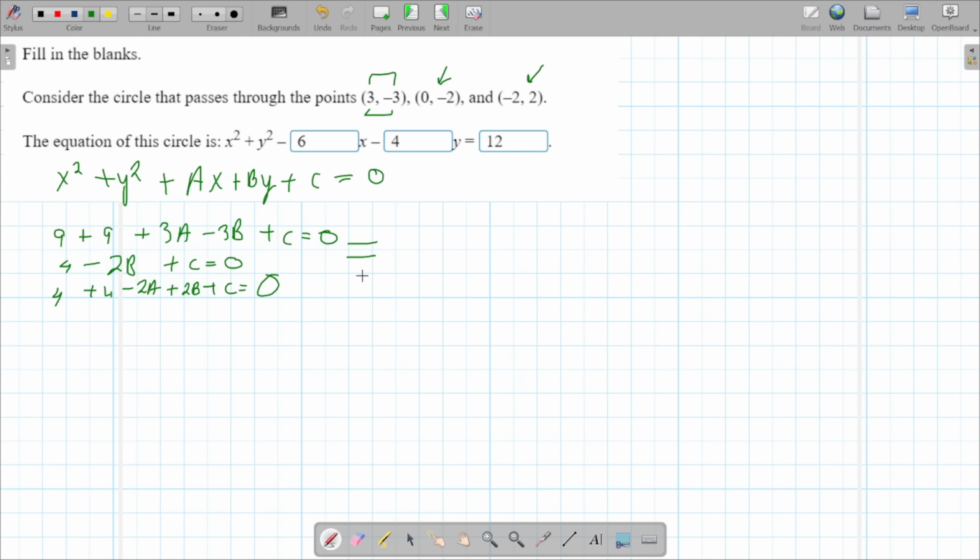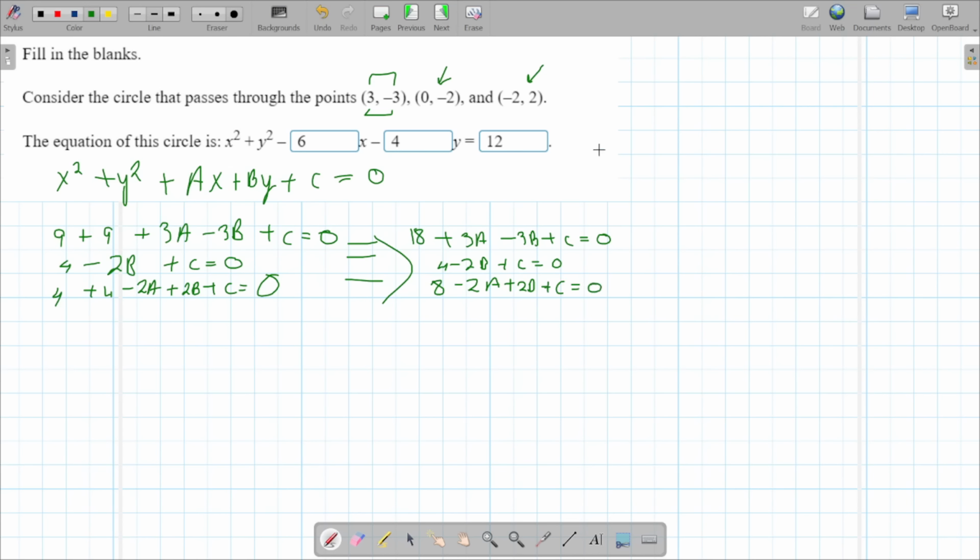Let's clean this up a bit because it's a bit dirty for me. 9 plus 9, 18, so 18 plus 3a minus 3b plus c equals 0. 4 minus 2b plus c equals 0, nothing to clean up here. And then here, 8 minus 2a plus 2b plus c equals 0.